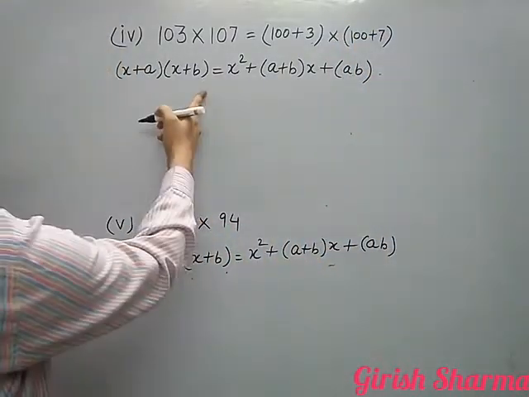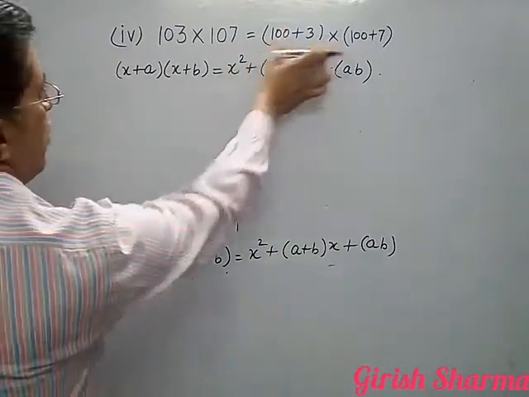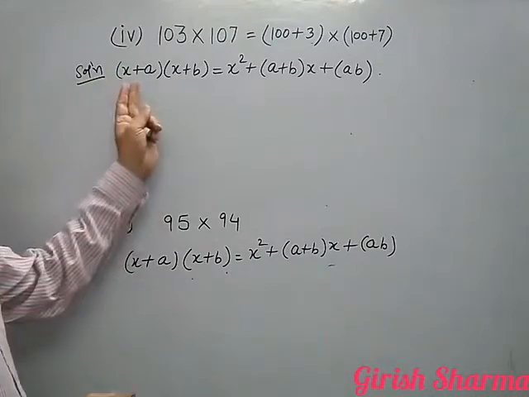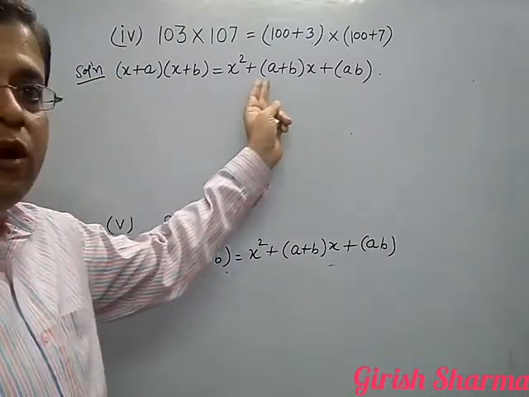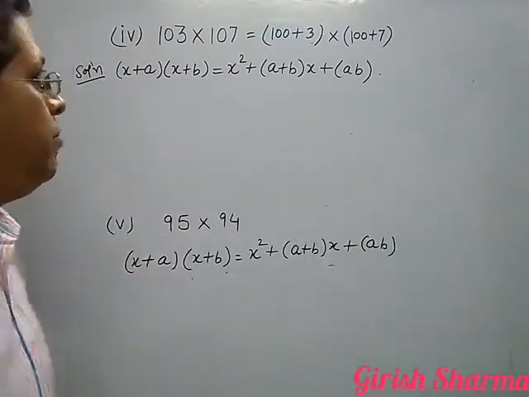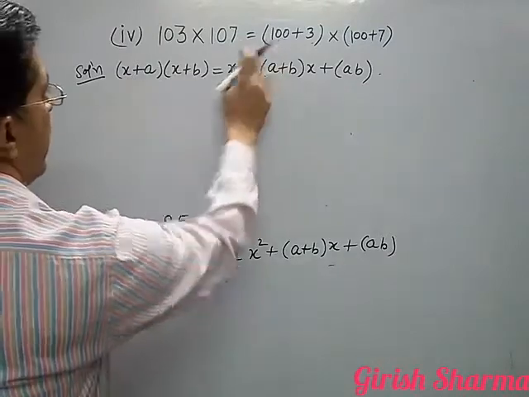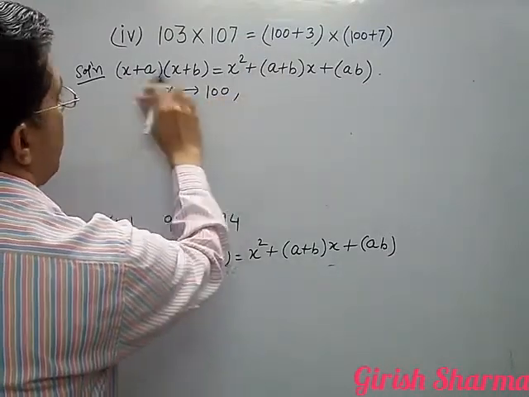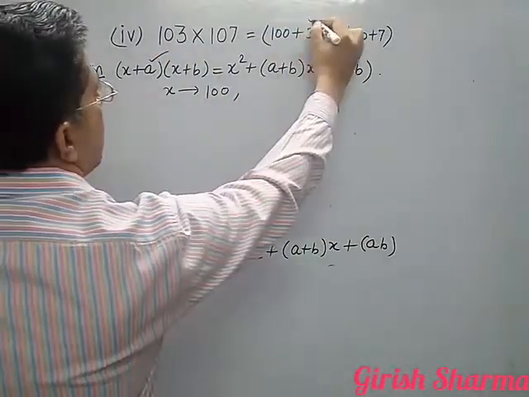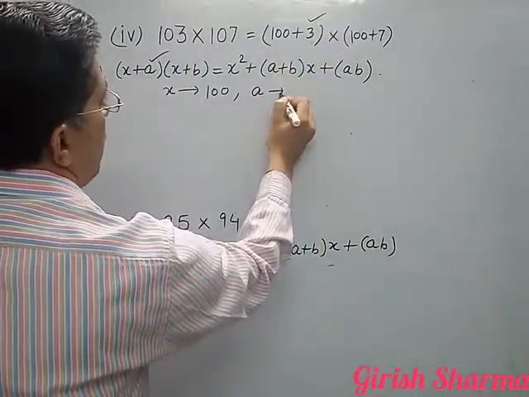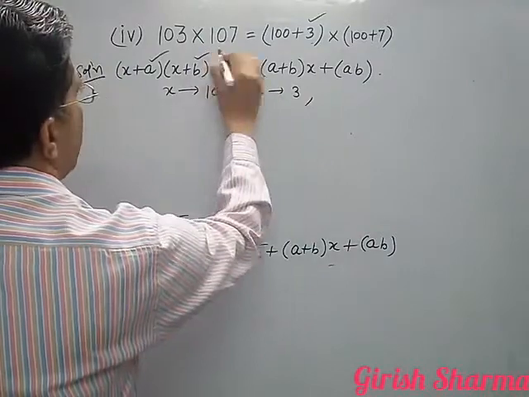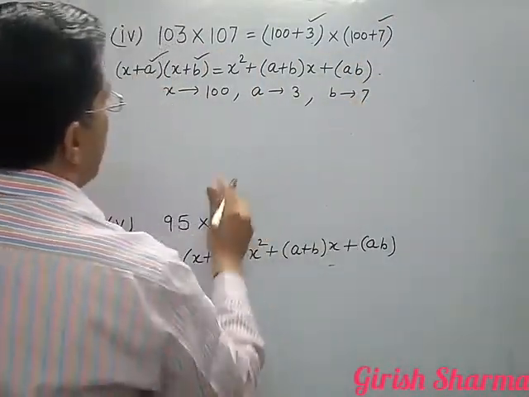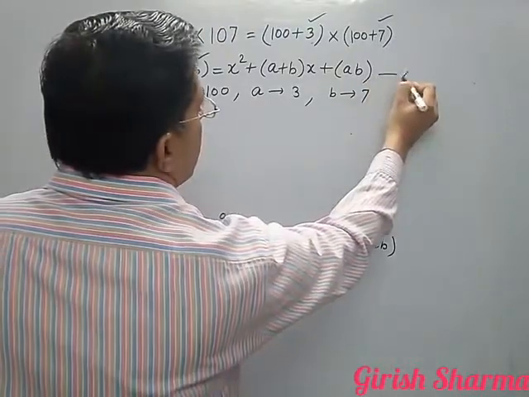Now, what is our identity? See, it is fully satisfied by this. Then I am using the identity (x + a)(x + b) = x² + (a + b)x + ab. Now compare it. What is x? x is here 100. And what is a? Compare it. a is your 3. And what is b? b is your 7. Now put all the values in star.